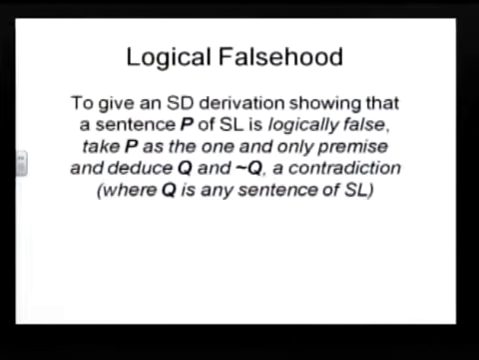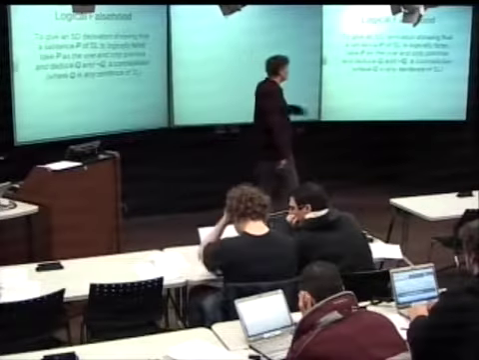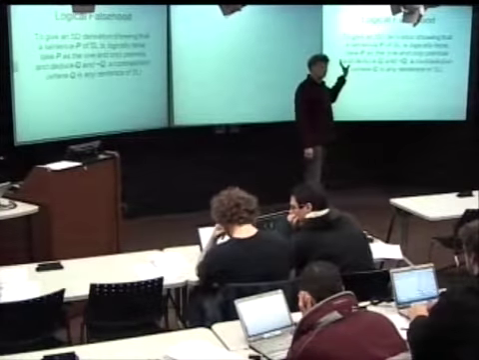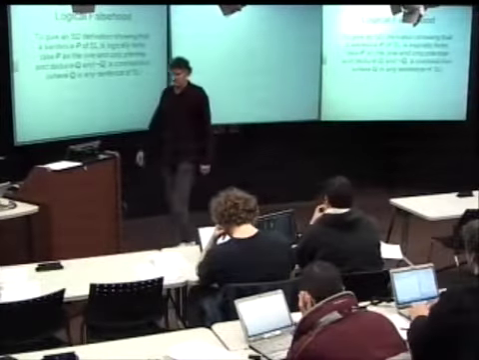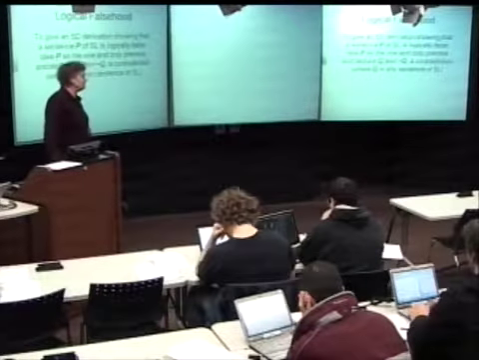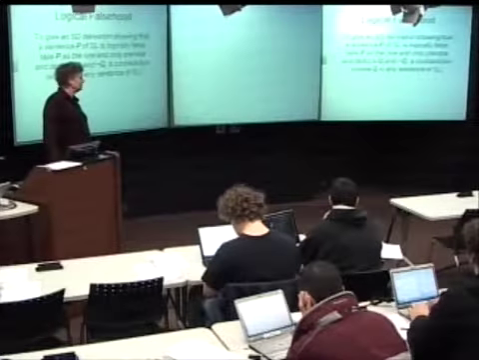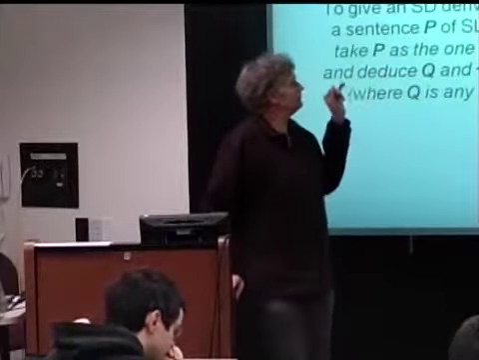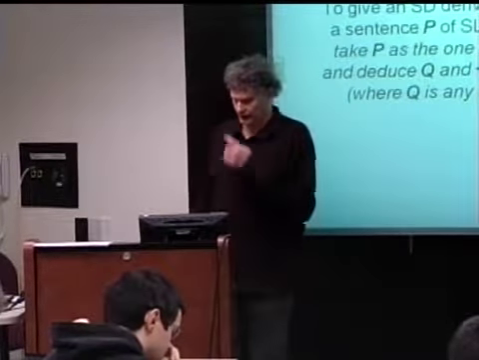And similarly, to give a derivation showing the sentence is logically false, you take P as the one and only premise. You're trying to show that one sentence, again, no matter how complicated it might be, is logically false, that it could not possibly be true. You can succeed in doing that if you demonstrate that it leads to a contradiction. So you try to derive two sentences that are contradictories of one another in your derivation. You take P as the one and only premise, and you deduce both Q and not Q, where Q is any sentence at all in sentence logic.